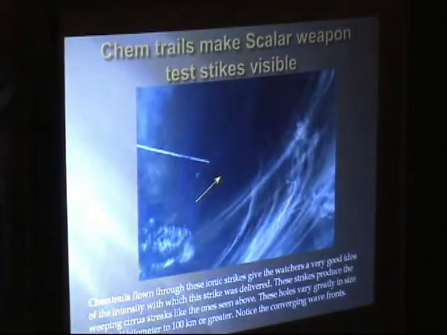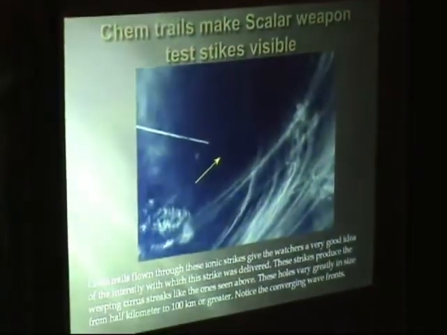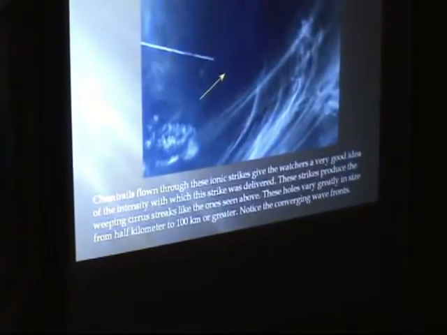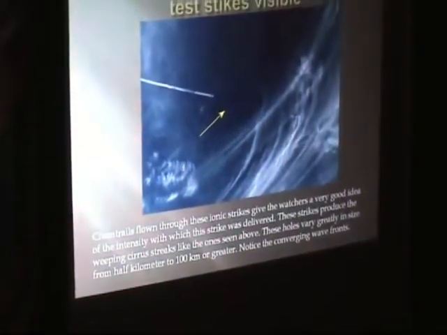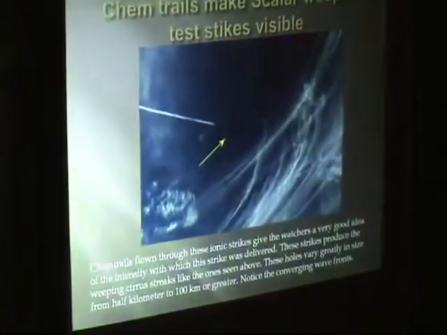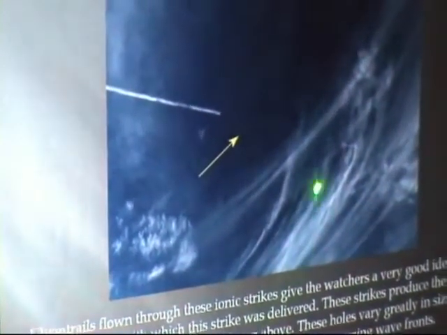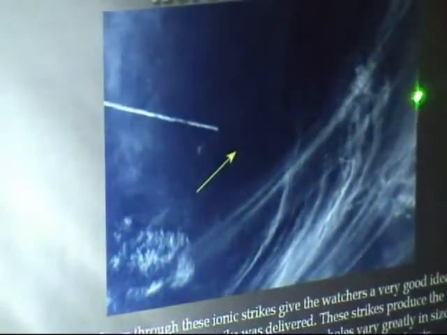Chemtrails flow through these ionic skies to give watchers a very good idea of the intensity of which a strike was delivered. These strikes produce weeping cirrus streaks like the one seen above. The holes vary greatly in size from 0.5 kilometer to 100 kilometer or greater. Notice the converging waveforms. See the waves? We have two converging wave fronts.